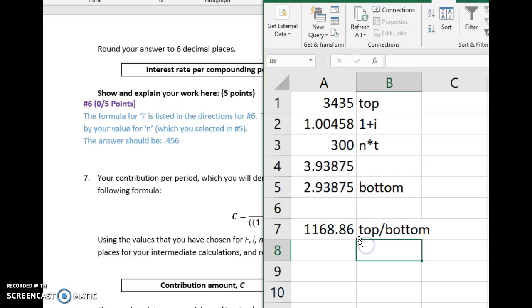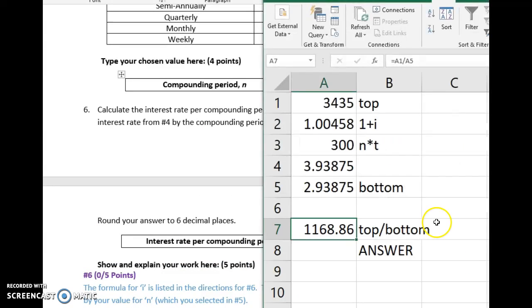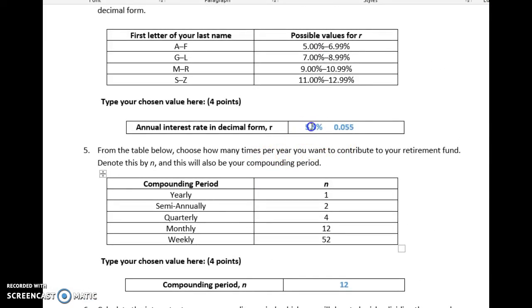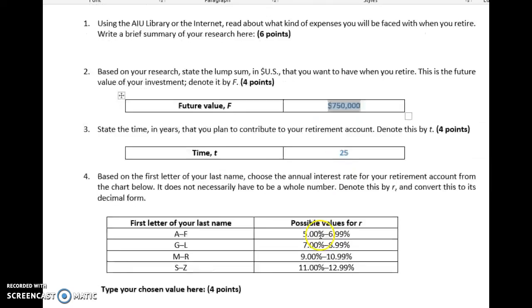Let me just go ahead and write that here, the top divided by the bottom. That's your answer. And that's how much, for my example I made up here in this video, that's how much I would need to contribute each month, because I picked 12, for the next 25 years. If I put that much in the bank each month for 25 years, it will gain interest. It will gain at this interest rate. And at the end of those 25 years, I'll have that much money.